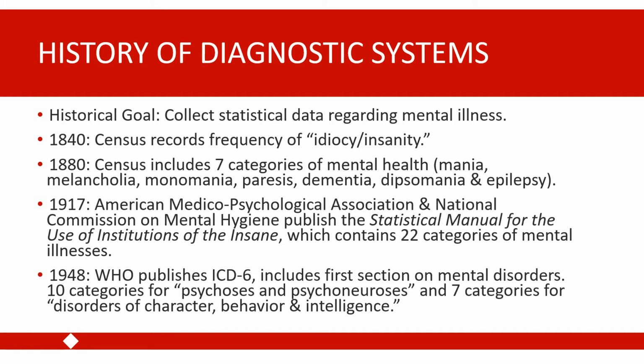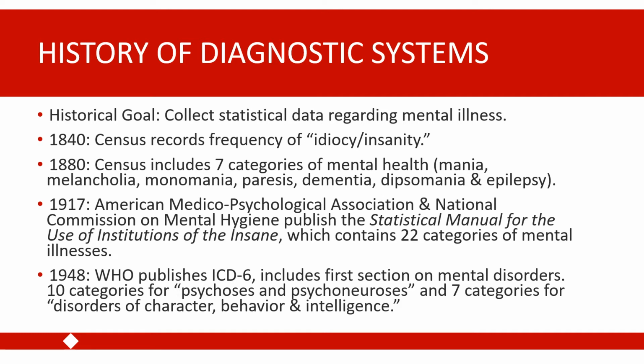Now we're going to jump forward to our next World War, and shortly after World War II, the World Health Organization published the ICD-6. ICD stands for the International Classification of Disease System. This was the 6th version of the ICD, and ICD-6 was the first ICD that included a section on mental disorders. In the ICD-6, there were 10 categories for what they called psychoses and psychoneuroses, and an additional 7 categories for disorders of character, behavior, and intelligence.